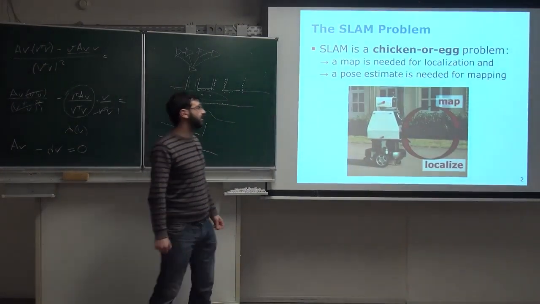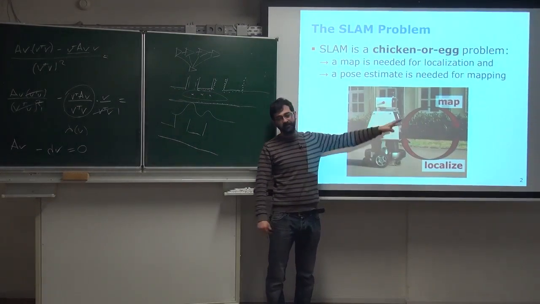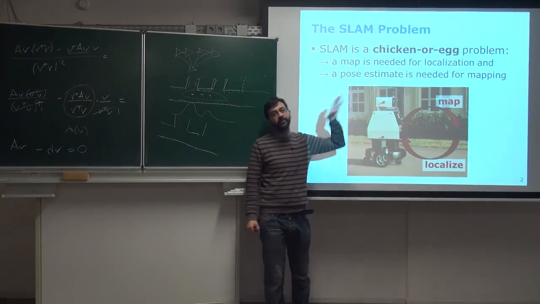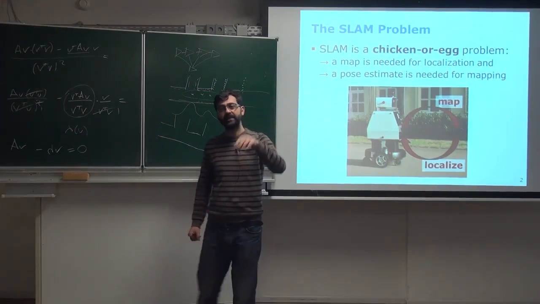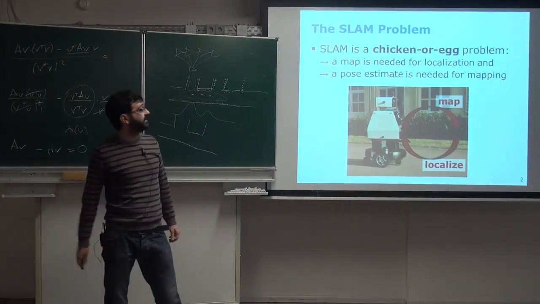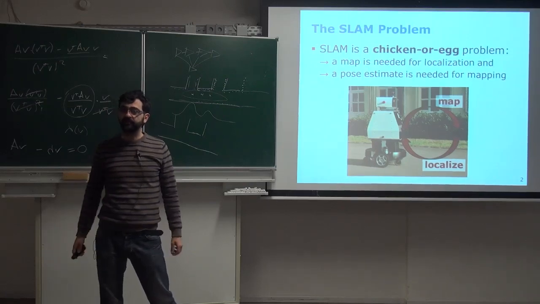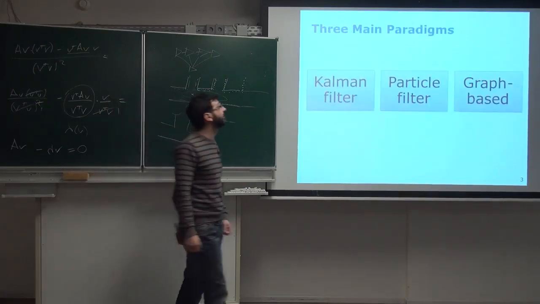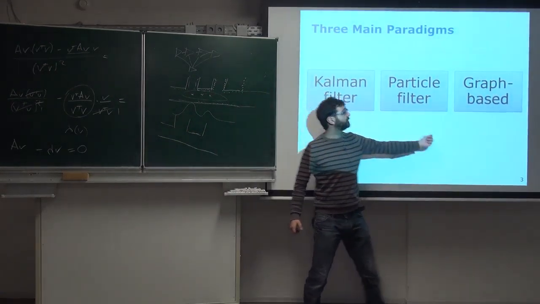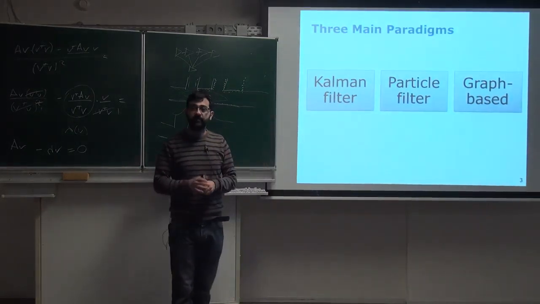We have seen this as a chicken and egg problem because if we have a map, localization is easy. If you're localized, mapping is easy. And now we have this interplay of localization and mapping together. They just go one after the other. That's why it's defined as a chicken and egg problem, and that's where a lot of difficulties come from. And we have seen three main paradigms: a Kalman filter, a particle filter, and a graph-based approach. They all have pros and cons.